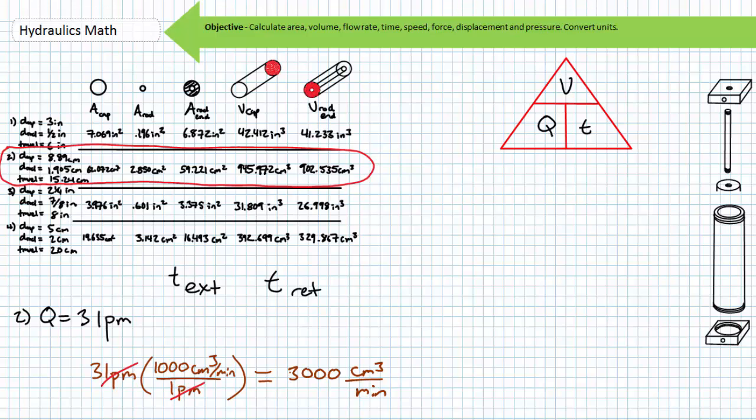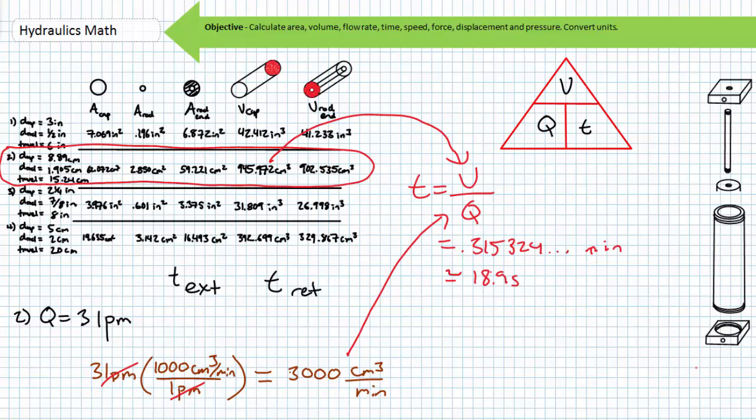We're left with a flow rate of 3 liters per minute being equal to 3,000 cubic centimeters per minute. Let's solve for extension time first. Stay organized. The act of extending a cylinder means one is filling the cap end, the full cylinder. Substituting in the necessary unrounded values, units of cubic centimeters cancel out, and we're left with time in units of minutes. This can be converted to seconds with the understanding that 1 minute equals 60 seconds. Units of minutes cancel out, and we're left with an extension time of approximately 18.9 seconds.